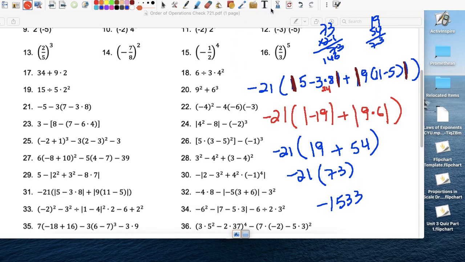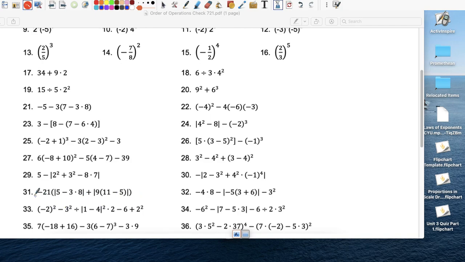Please let me know if I make mistakes. I'm pretty sure I made one or two. Now let's do number 32. Negative 4 times 8 minus the absolute value of negative 5 times the quantity 3 plus 6, minus 3 to the second power.